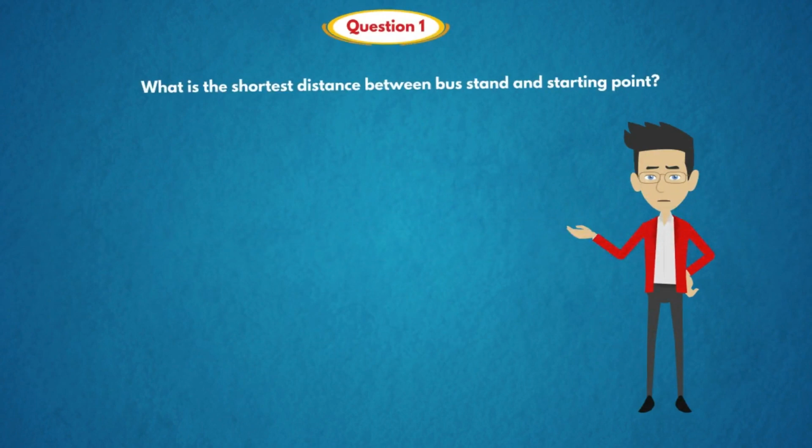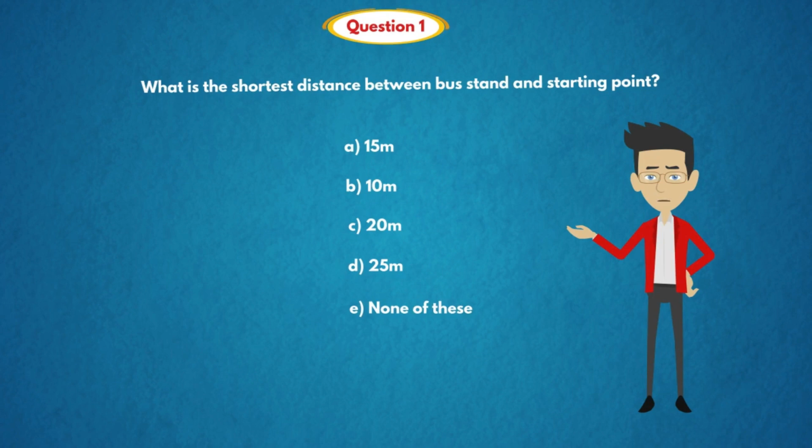Question number 1. What is the shortest distance between bus stand and starting point? Options are option A, 15 meters, option B, 10 meters, option C, 20 meters, option D, 25 meters, and option E, none of these.